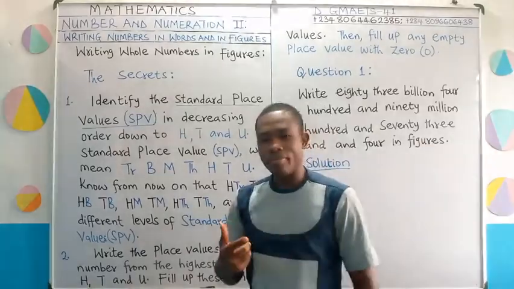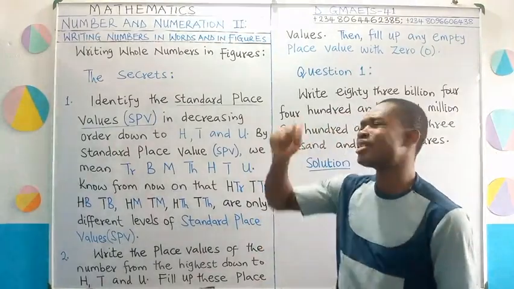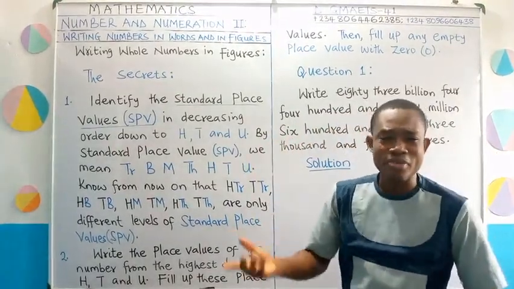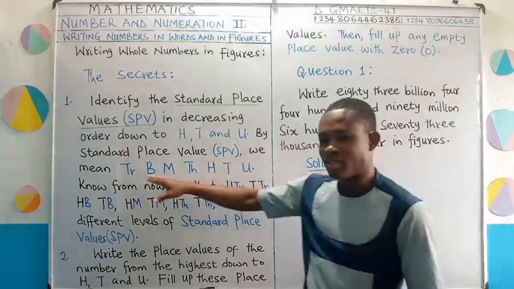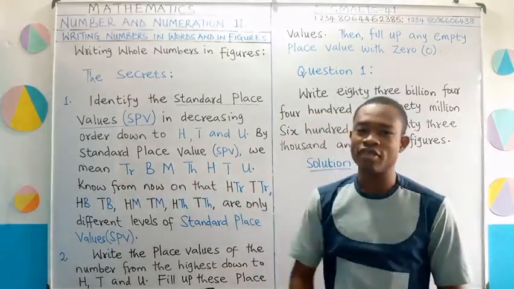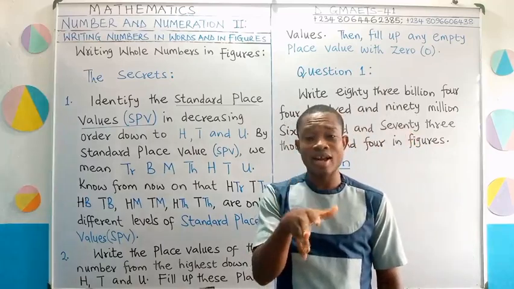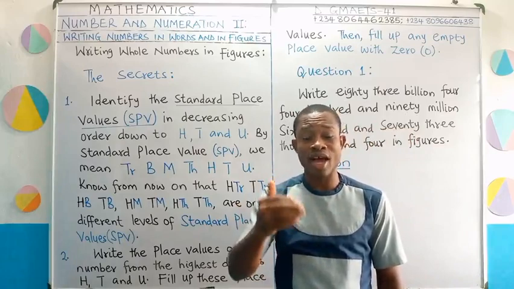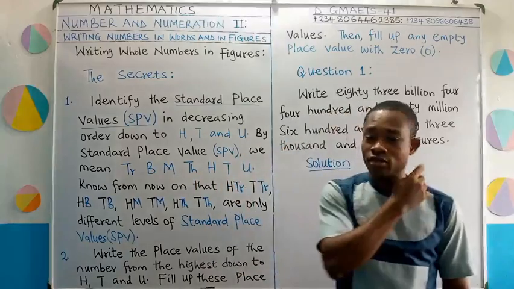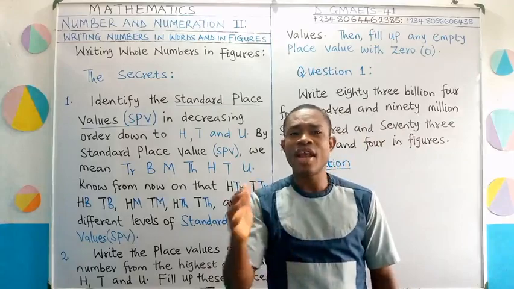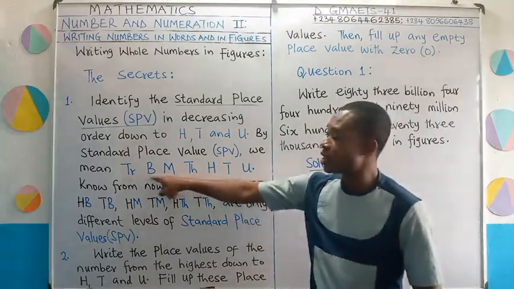What do we mean by saying you should identify the standard place values? Standard place values, what does this mean? On the board here, I've listed what I refer to as standard place values. You would remember, if you take your mind back to our class when I introduced place values and their standard values, I said something about standard place values. I also said something about levels of place values. So these are what we call the standard place values.